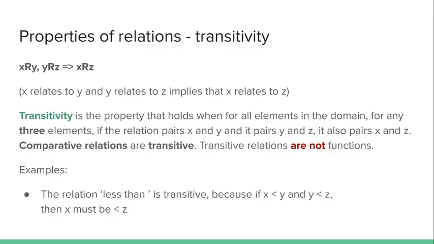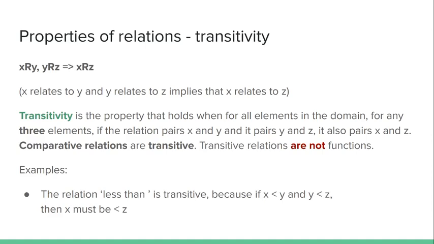The next property we'll talk about is transitivity. A relation is said to be transitive when, if x relates to y and y relates to z, it implies that x relates to z. So transitivity is the property that holds when for all elements in the domain, for any 3 elements, if the relation pairs x and y, and it pairs y and z, it also pairs x and z. Transitivity requires examining 3 elements that are involved in our relation, or that our relation can be applied to.